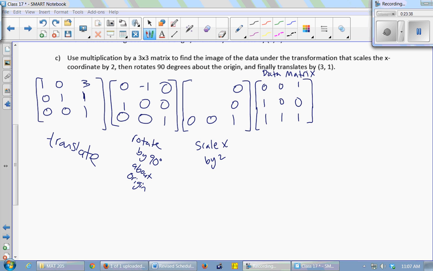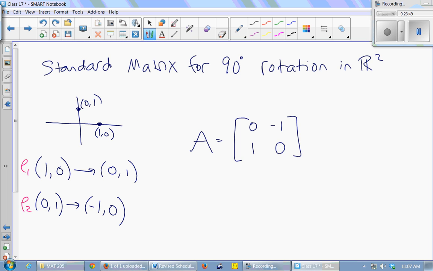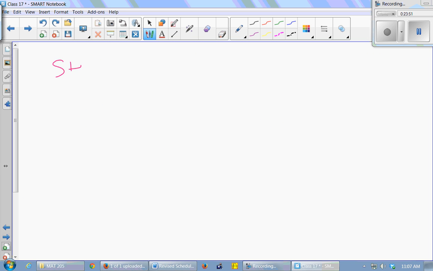Oops. One more matrix to fill in. I need the standard matrix, this 2 by 2 standard matrix, for when you scale the X coordinates by 2. So let's do this again. Standard matrix for scale X by 2.